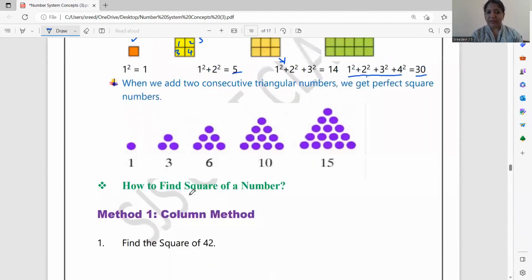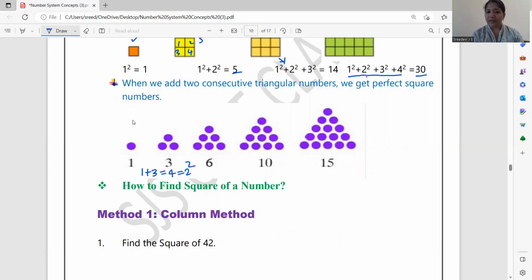Then, when we add two consecutive triangular numbers, we get perfect square numbers. So, what do you mean by triangular numbers? The numbers which we can arrange in the form of triangles, right? Here you can see 1. The first number is 1 and the second number which is arranged triangularly is 3. Please add 1 plus 3. What are you getting? 4, right? 4 is what? 2 square.